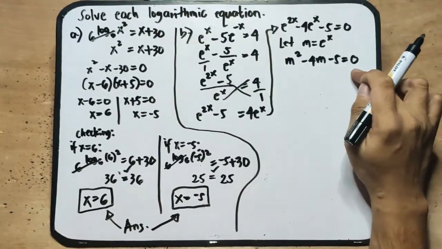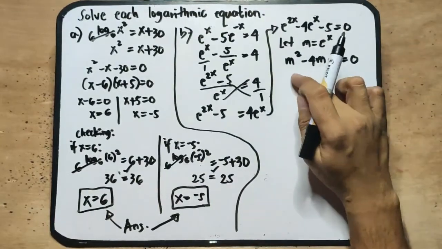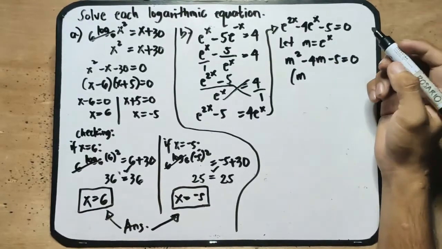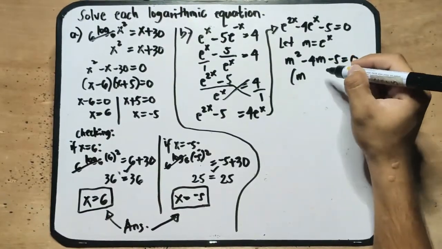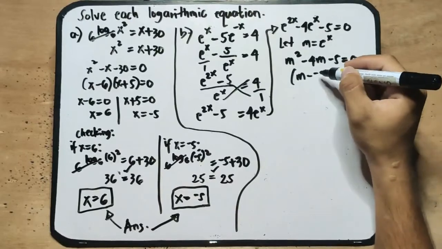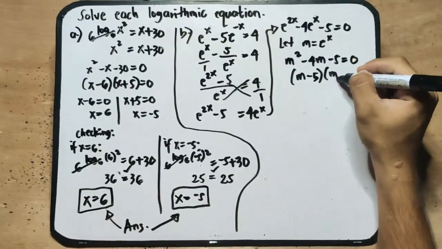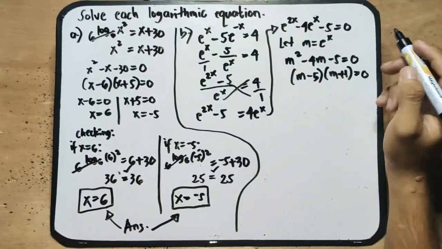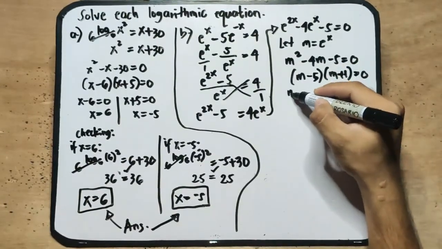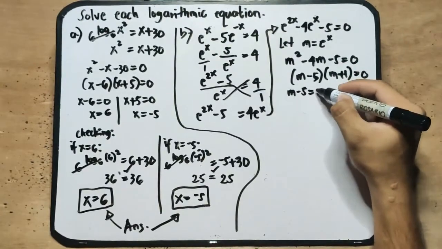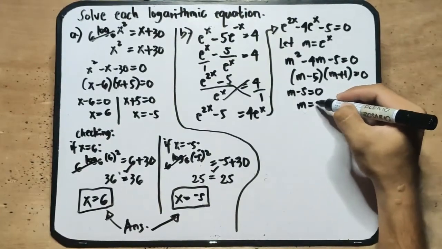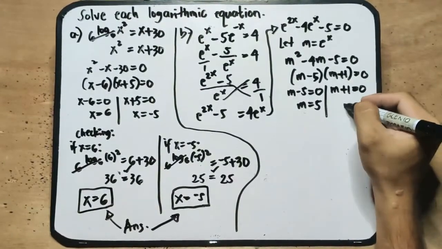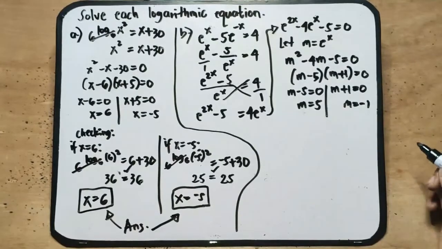Kung titignan natin, mas madali na siyang tignan. Hindi na siya masyadong complicated na tignan. So, this is definitely factorable. The factors are m minus 5 and m plus 1 is equal to 0. So, using the zero factor property, we can equate both factors to 0. So, m minus 5 is equal to 0, or m is equal to 5, and m plus 1 is equal to 0, or m is equal to negative 1.